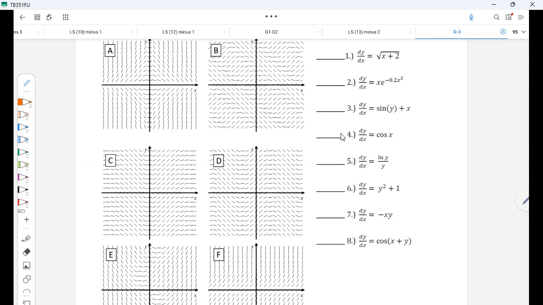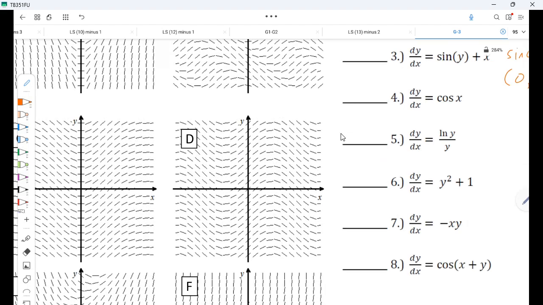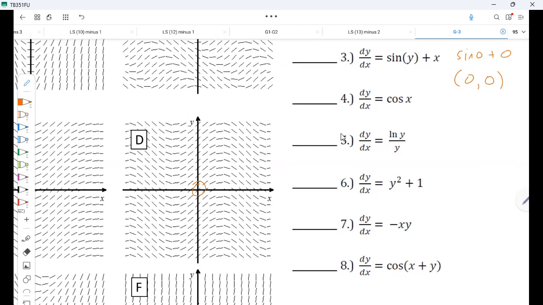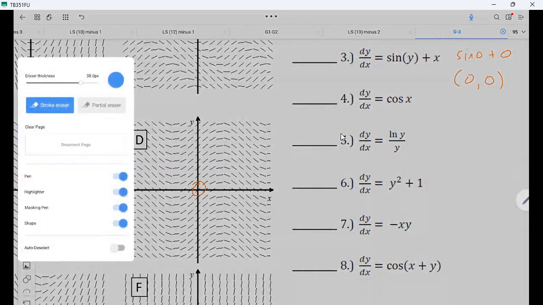I'll tell you, this will be one of the things that we look at. The reason that I know this is not sine y plus x is because the sine of 0 plus 0, so this is the origin, is 0, and look at that origin there. We get 1. So one of the things we can do is eliminate answers by looking at easy to spot things.